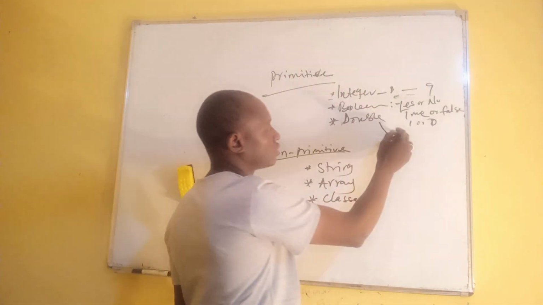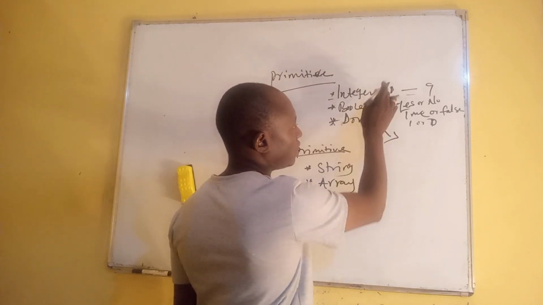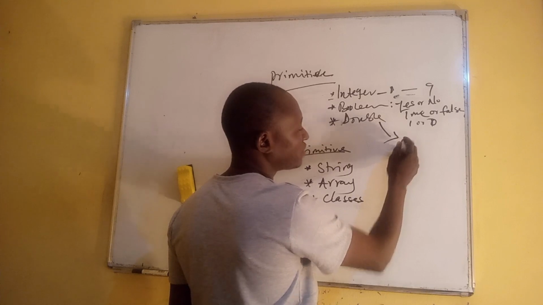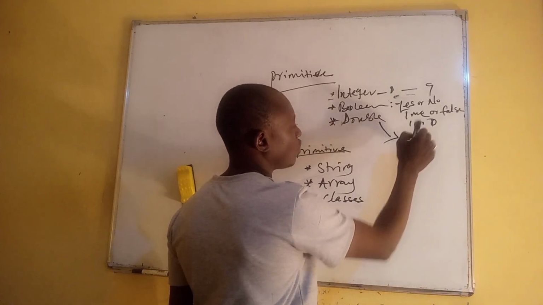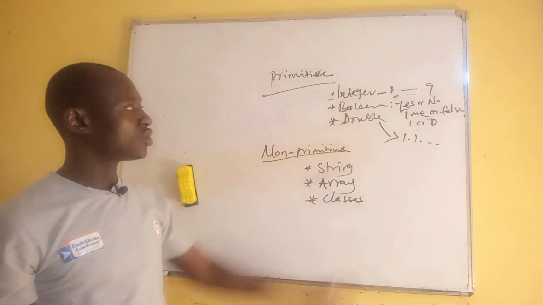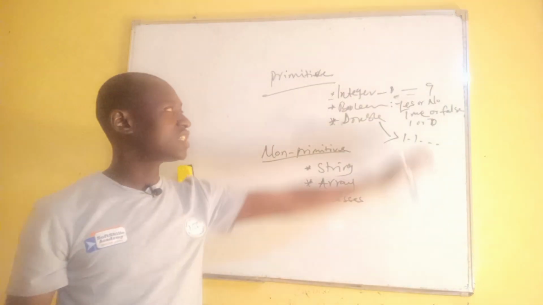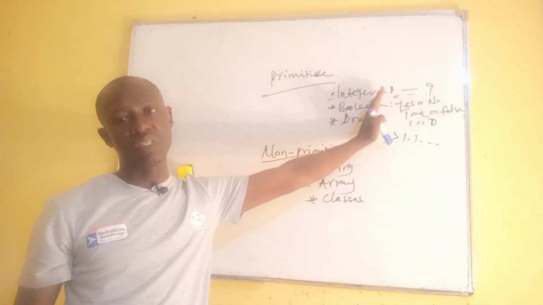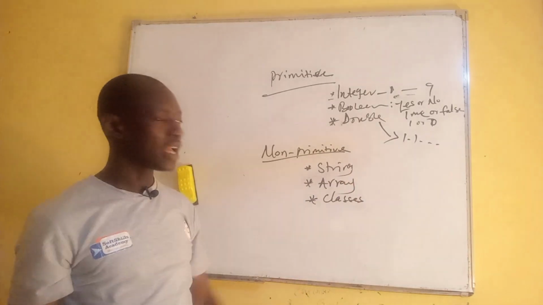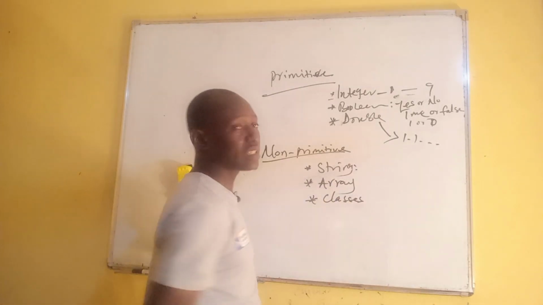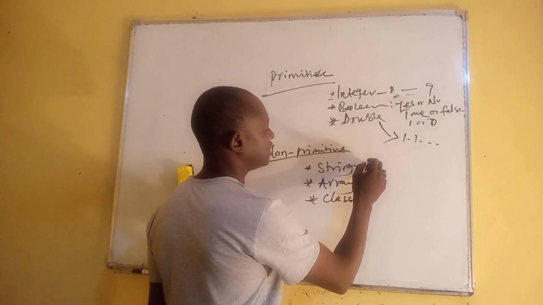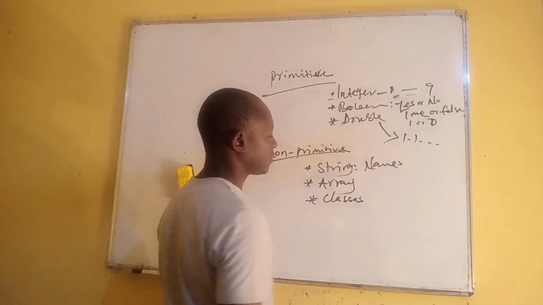In double, though we have long and short and whatsoever, it can take something with decimal places, like 1.1, with the decimal places within your number. So this is what we call primitive data types. In non-primitive data types, we have what we call a string. A string is, for example, your name. We have what we call name or names.